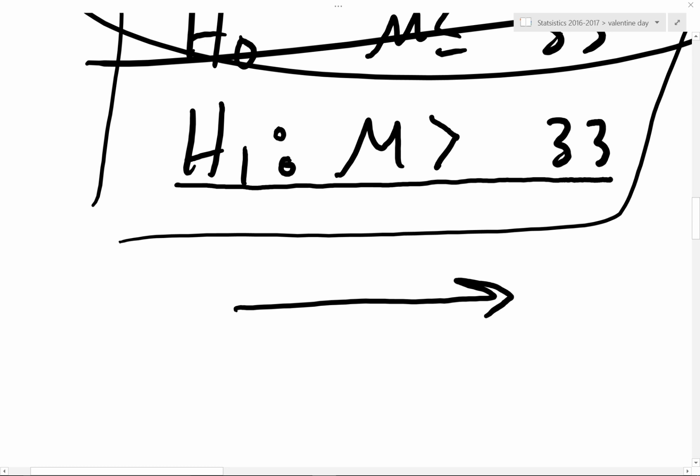Always look at the alternative hypotheses. If it's pointing this way, it's upper tail. If it's pointing that way, it's lower tail. If it's not equals, it's two tails, baby. Is that always going to be? Always. Every single time. Take it to the bank.